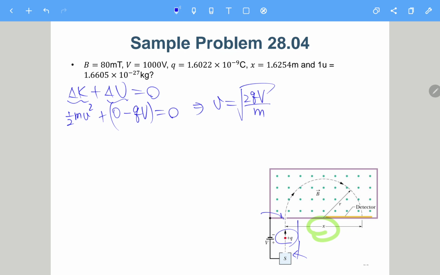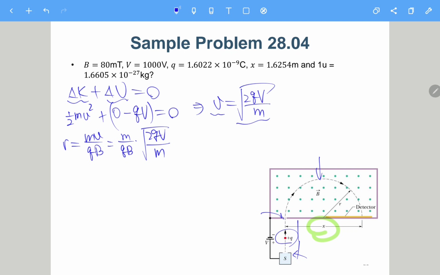And then this is a circular motion. Of course, this is only a semicircle, but at least this equation is still correct: r equals mv over qB, which is the radius of the circular motion. And then we can plug in this v here. So we have m over qB times the square root of 2QV over m. Okay, we just plug this into the radius formula.